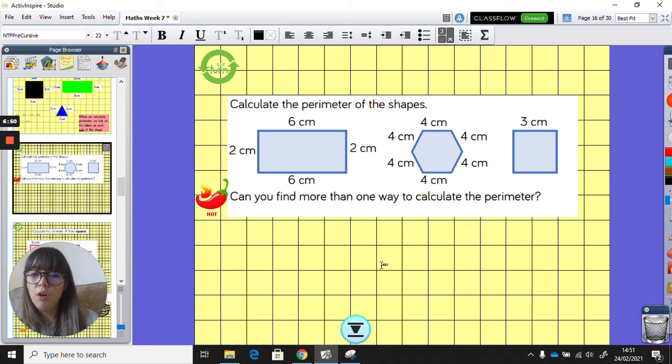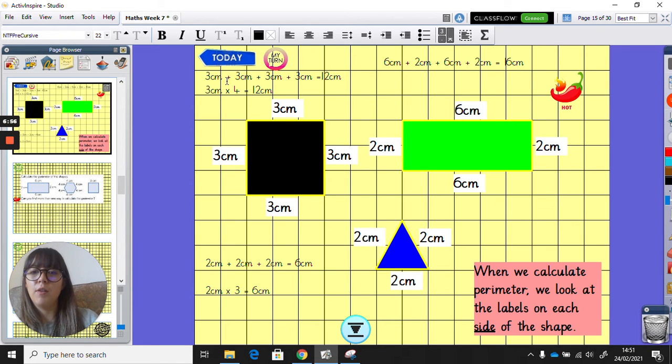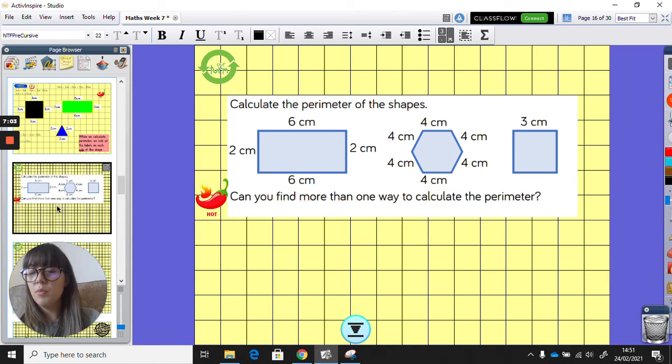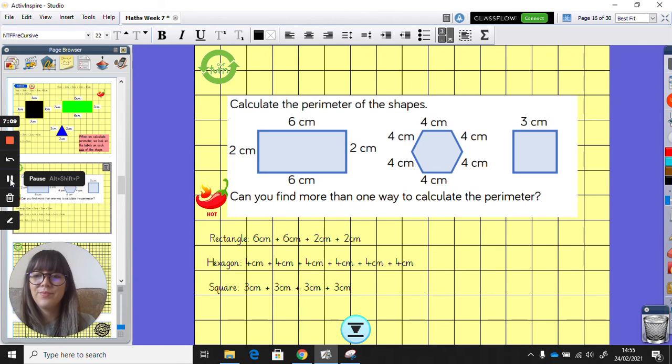And then you can do the hot challenge. Can you find out more than one way to calculate the perimeter? What it means by that is we've found 2 ways to do that question, and we found 2 ways to do that question. So they just want to know, can you find more than one way? Pause the video here, have a go, and then we will go through what we think are the answers.